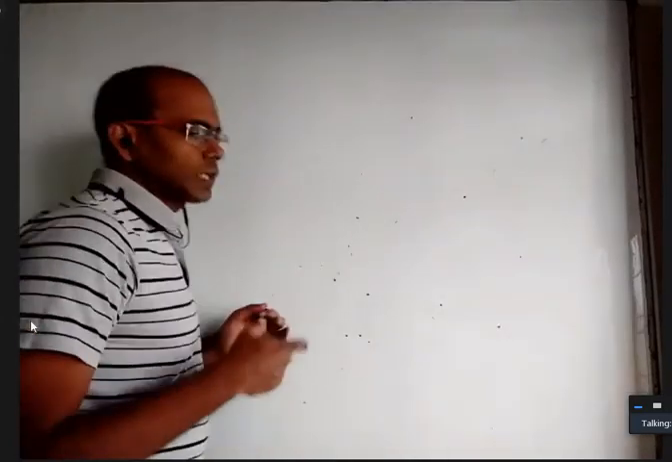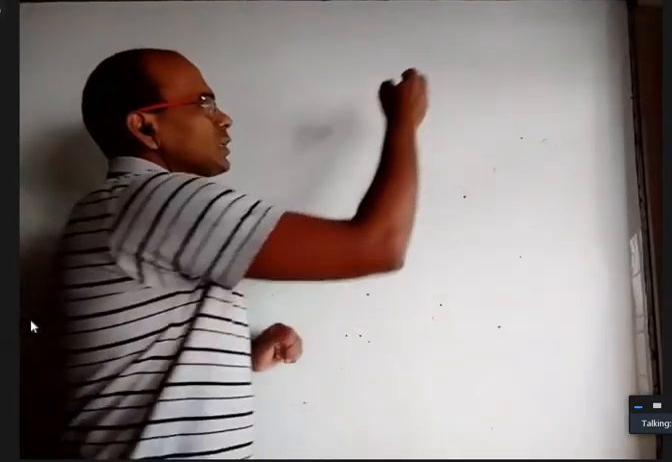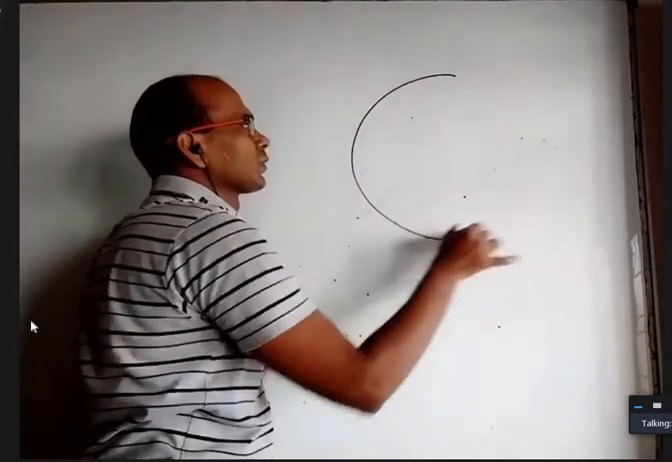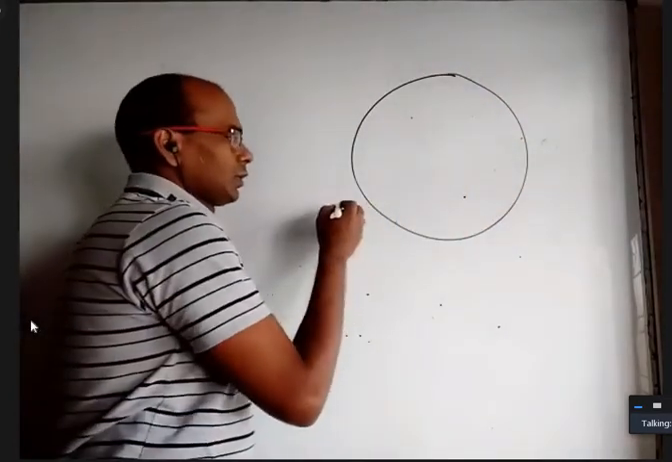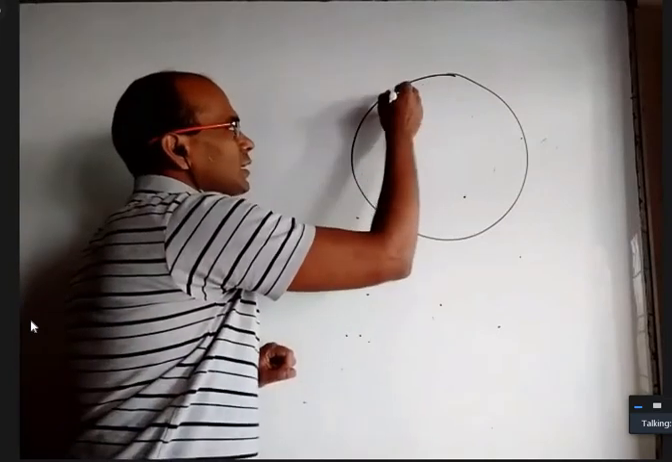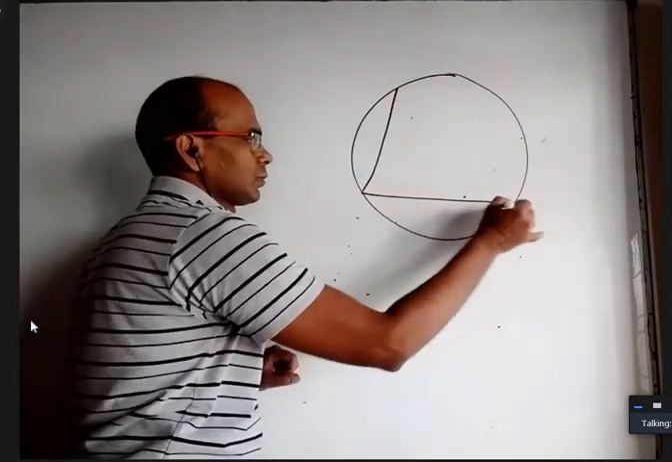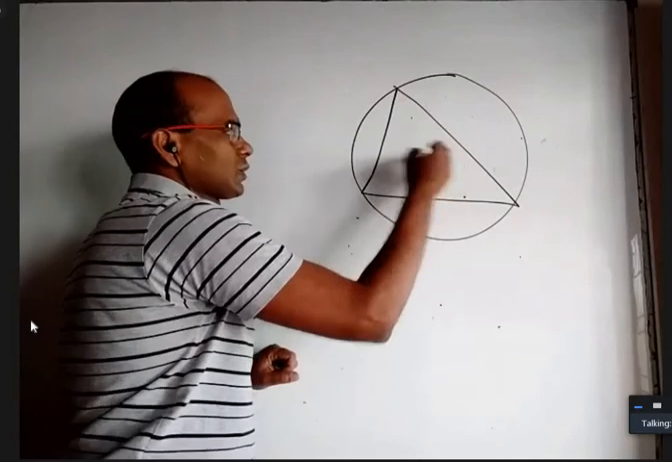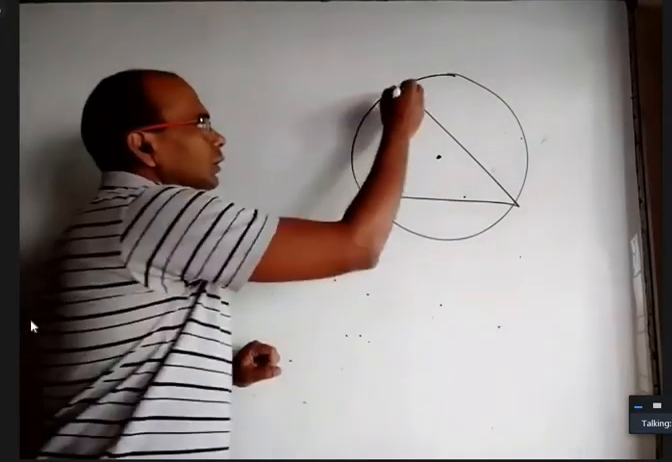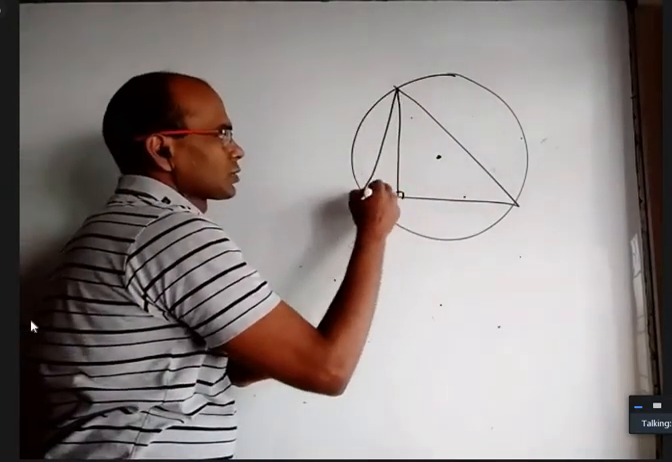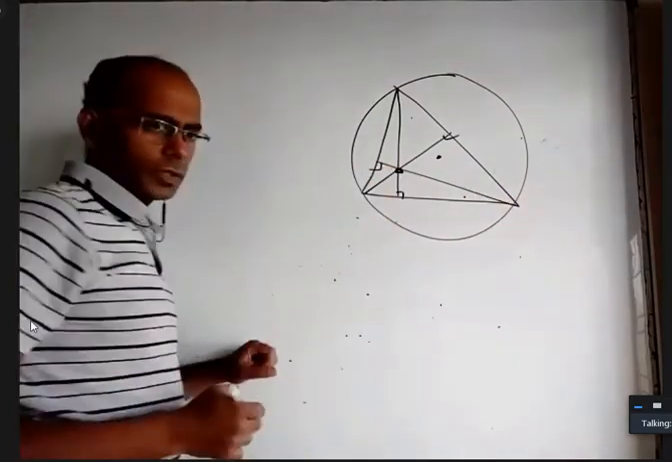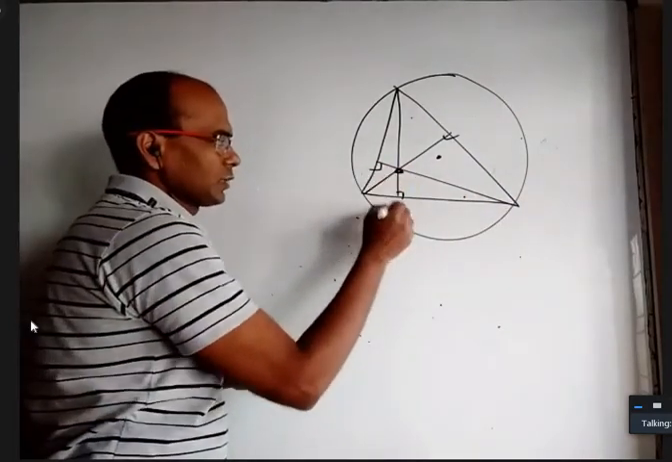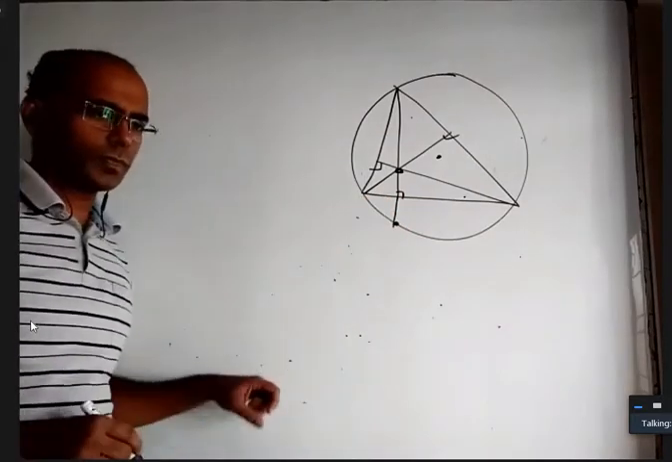Okay, so last class I stopped with this discussion that there is a circle, and if you take any triangle in that, and we have the circumcenter, and this is the orthocenter. If you take the orthocenter, the image of that will lie on the circle.